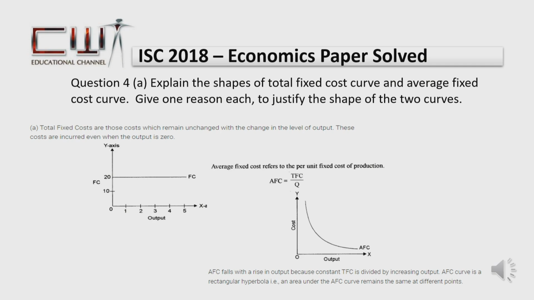Now AFC falls with the rise in output because the constant TFC is divided by the increasing output. AFC curve is a rectangular hyperbola, that is, the area under the AFC curve remains the same at different points. A point worth noting here is that AFC keeps coming down toward the x-axis, but it will never touch the x-axis because average of anything cannot be 0.